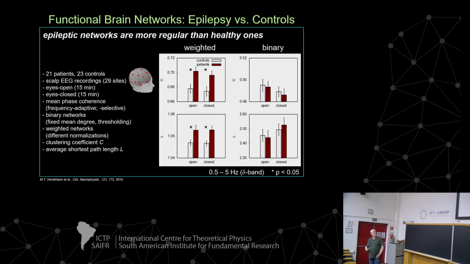are more regular than healthy ones, if you go for clustering coefficient and path lengths. And you see it depends on the way you present it. This is now in the delta band, and you find differences. Good.